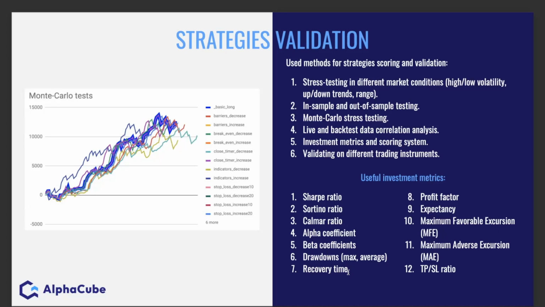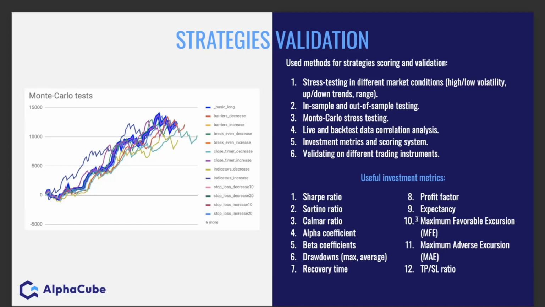Always, whether you work with professionals or non-professionals, all investors, all customers will be very worried when you are in a drawdown. So you need to always keep in mind this metric and minimize it, make it as small as possible. Profit factor and expectancy are very good metrics, as are maximum favorable excursion and adverse excursion.